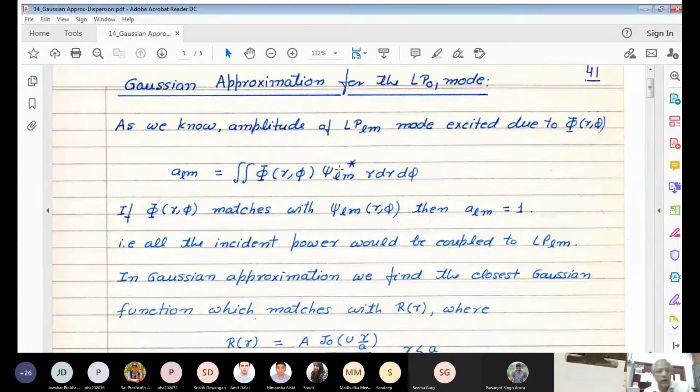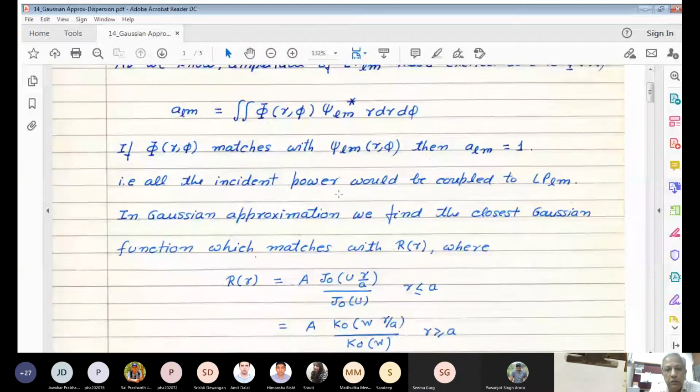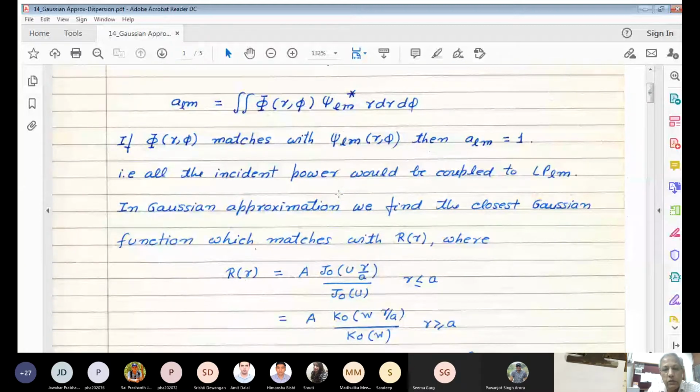So what we do is find a Gaussian approximation to the modal field pattern. By Gaussian approximation, I mean that we represent the modal field pattern, for example for the fundamental mode, which is given by a radial part. The phi part is not there actually. So the radial part is J0(UR/A)/J0(U) in the core and K0(WR/A)/K0(W) in the cladding. If you plot it, it is very nearly a Gaussian function.